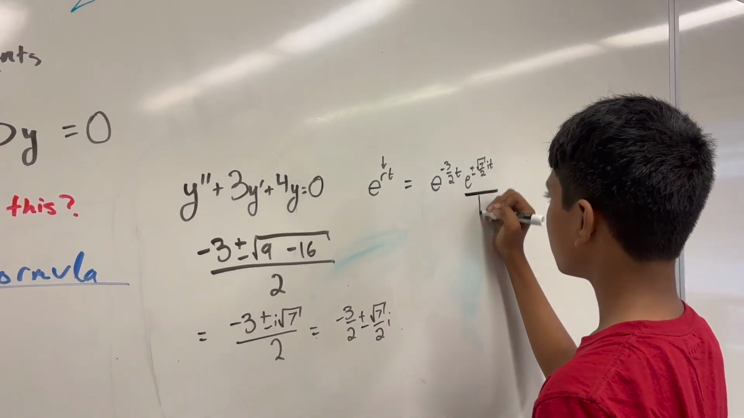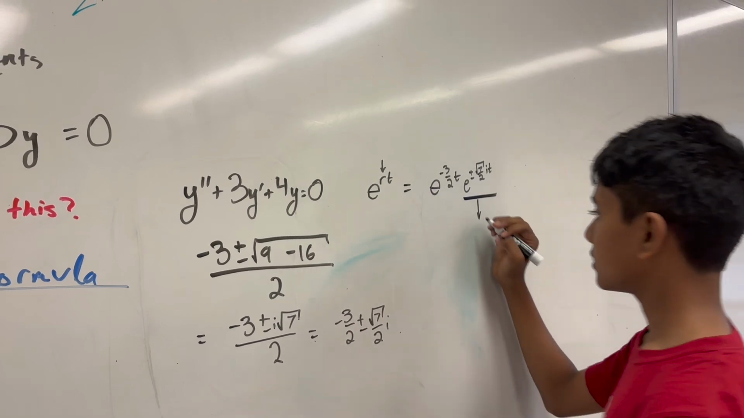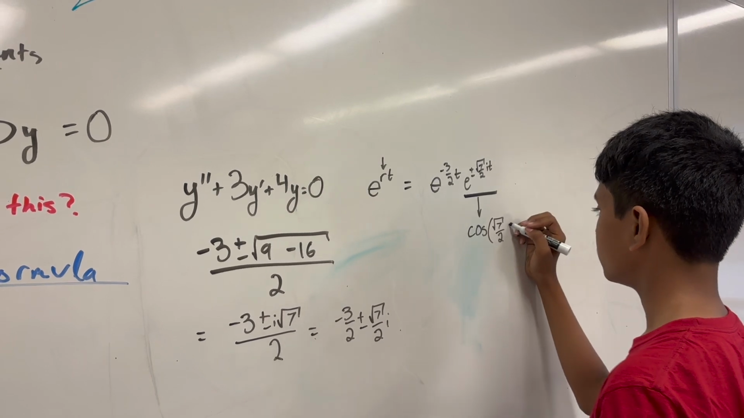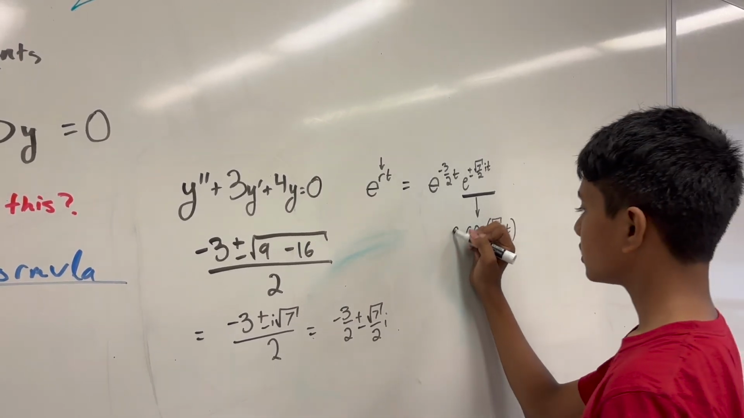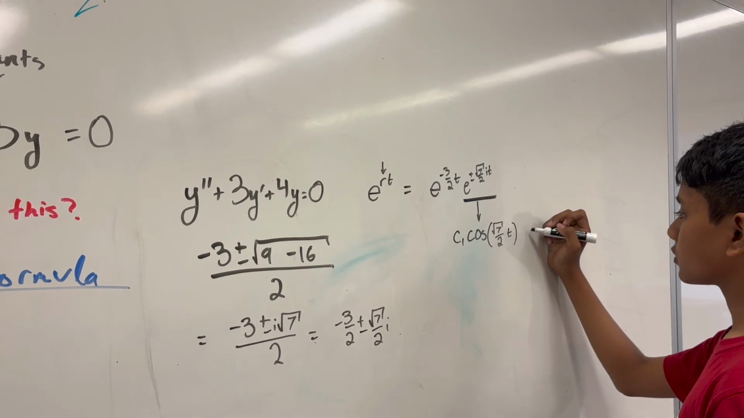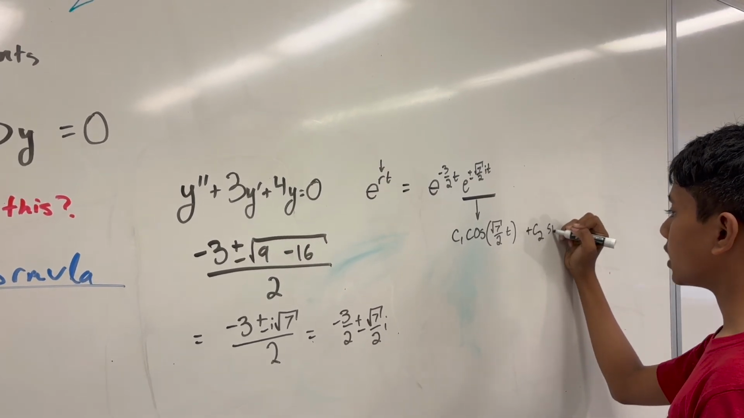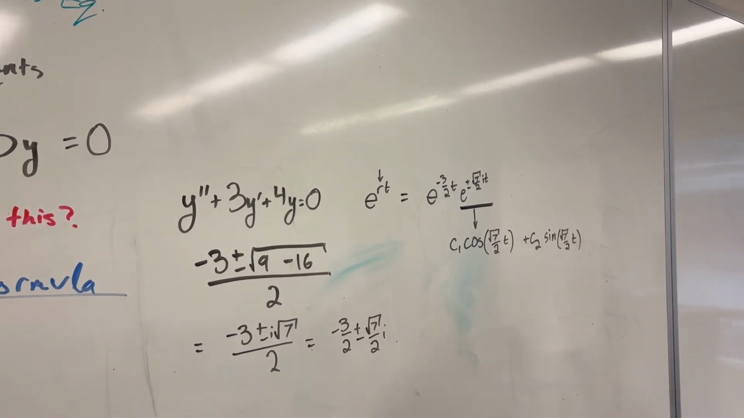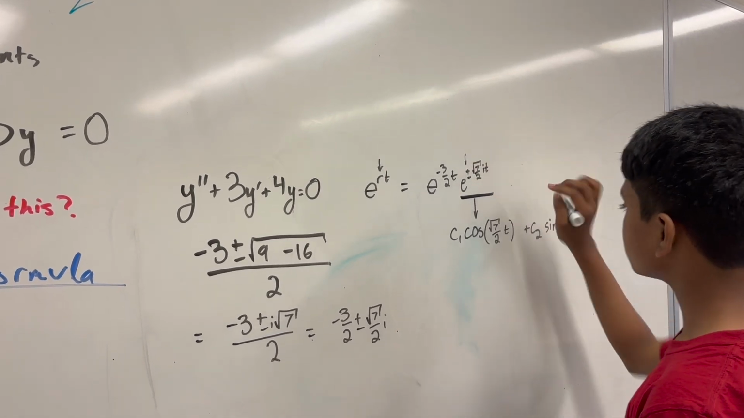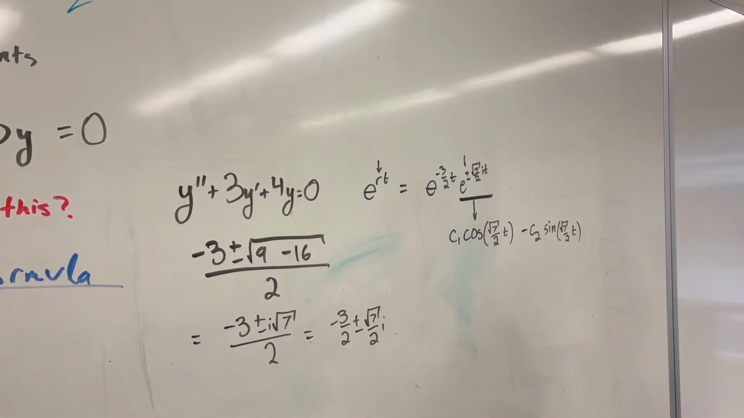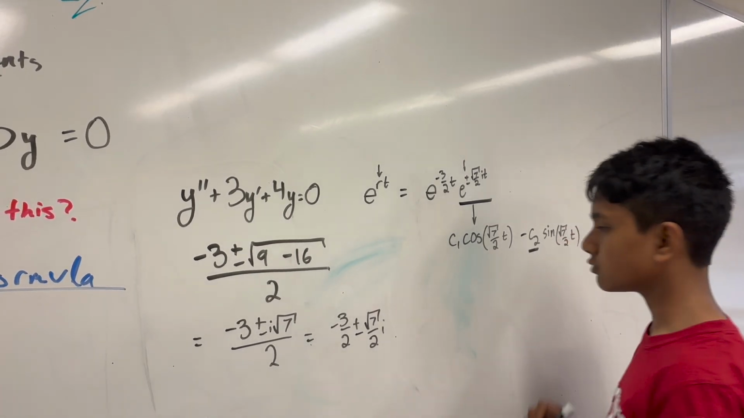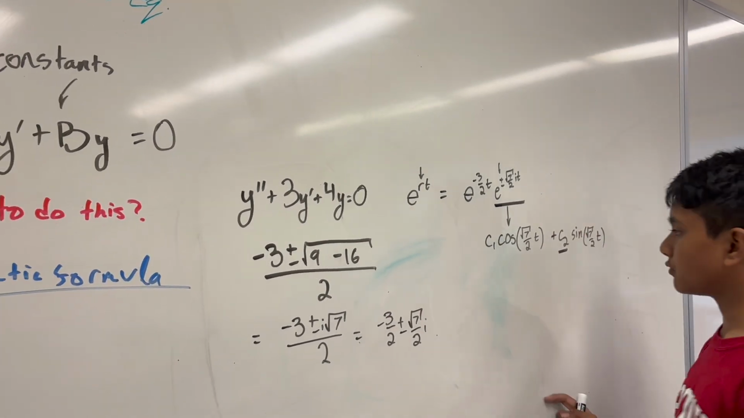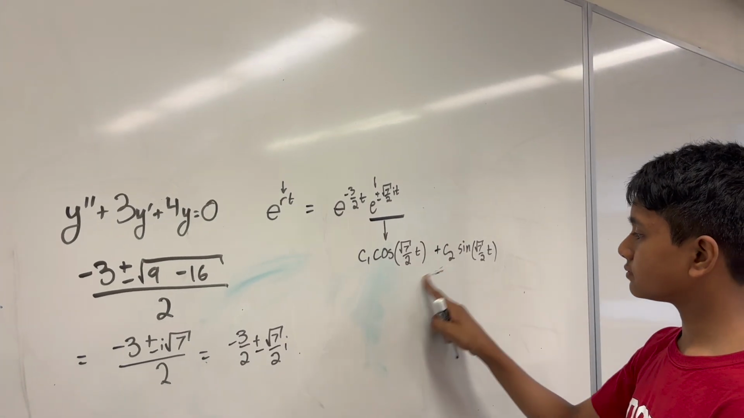So now we use Euler's formula to expand this, and we get cosine root 7 over 2 t: c1 cosine root 7 over 2 t plus c2 sine root 7 over 2 t. And you might say, well, since you're doing a plus minus, shouldn't this be negative? Well, the thing is, since we're using coefficients, which are constant, we can just adjust those values in order to compensate for that. So, yep.